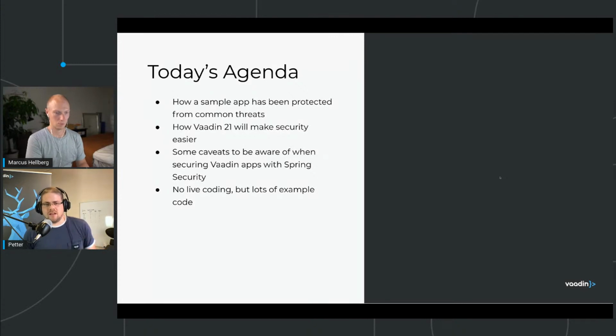Then we're going to take this application and look at some common threats and how those threats have been handled or mitigated inside this application. While doing this, we're also going to look at how the upcoming Vaadin 21 is going to make security much easier, especially when you're working with Spring Boot and Spring Security. And then we have some caveats to be aware of when securing Vaadin apps with Spring Security. I'm not going to do any live coding today because there just isn't any time for that, but we're going to spend quite a lot of time looking at this existing sample application.